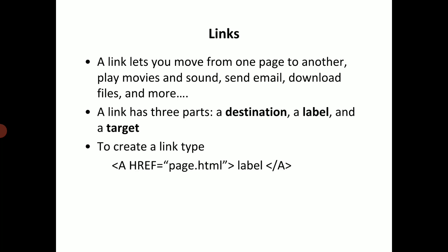Links in HTML. A link lets you move from one page to another, play movies and sound, send email, download files and more. A link has three parts: first one, destination, a label and a target. And to create a link, we use a. A is an anchor tag and href is an attribute, that is hyperlink reference, equal to page.html. Next, label. Next, close the anchor tag.